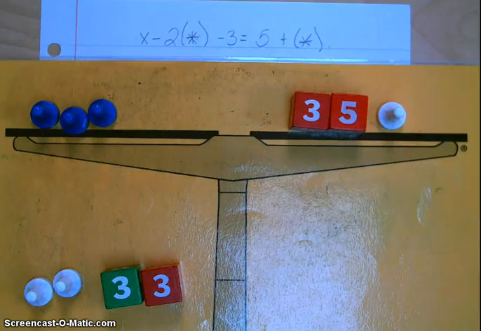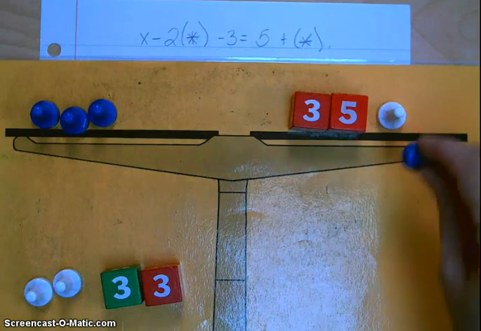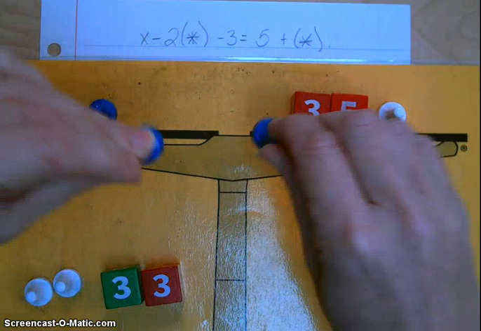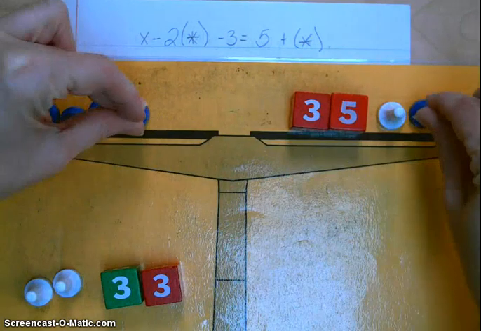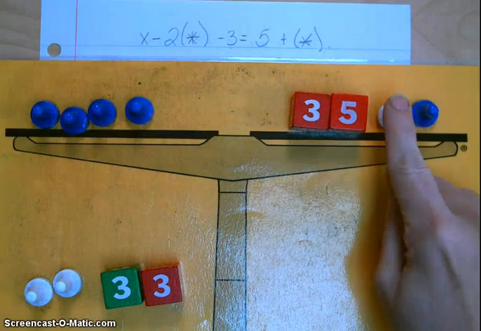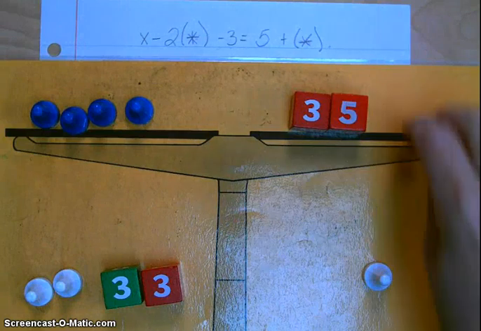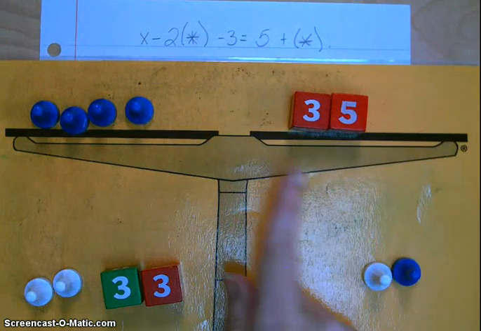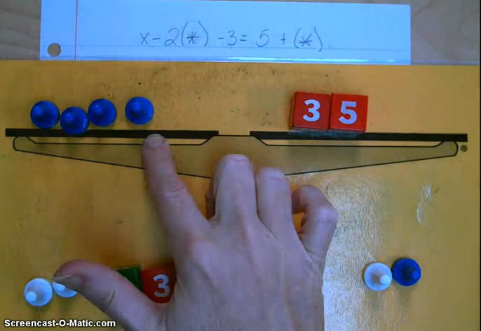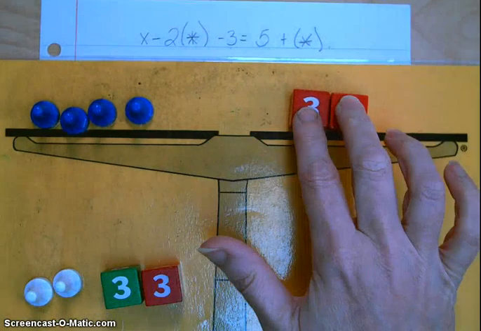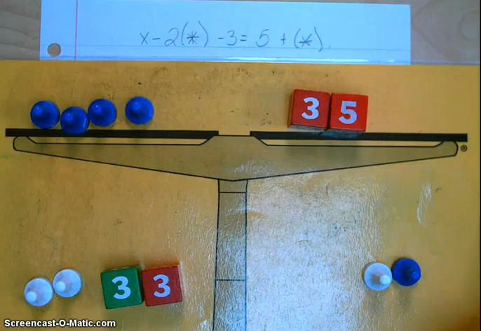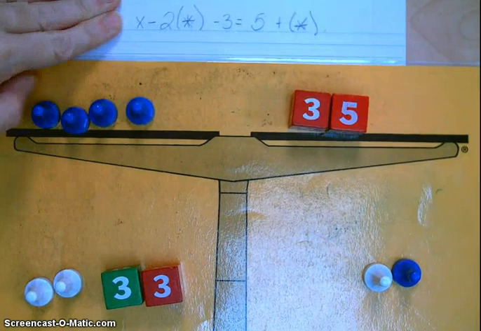So I am going to create a 0 on this side. In order to do that, I need to add an x to both sides to keep it balanced. I'm taking away my star, my 0, and now I have 4 x's equals 8. So that tells me x must be equal to 2.